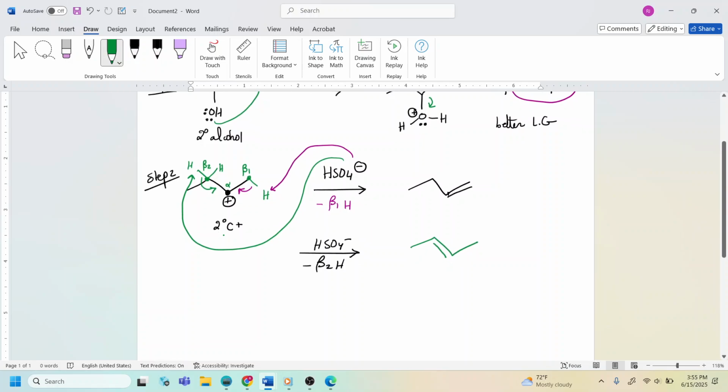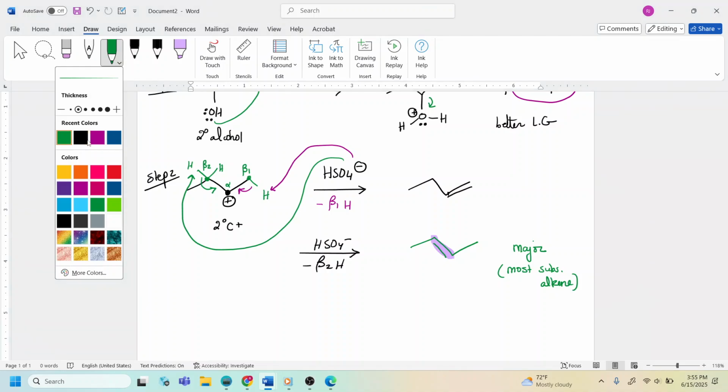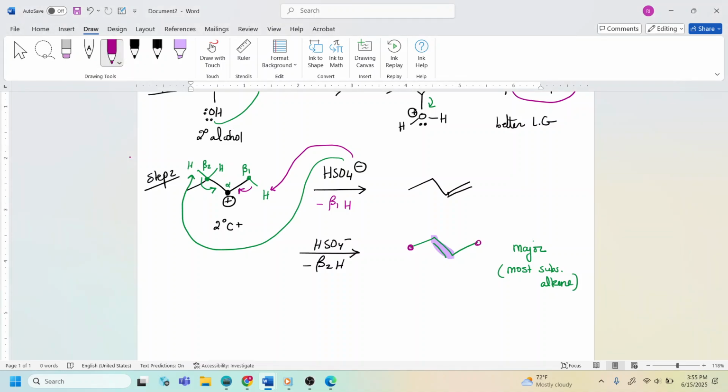Now, which one is the major product? The major product is this because it is the most substituted alkene. So this one is the Zaitsev product because it is the most substituted alkene. Why is it the most substituted alkene? Because if you look at this double bond carbon, it is connected to two carbons in there. So this type of alkene, we call it a disubstituted alkene, versus if you look at this double bond over here, it is connected only to one carbon. So this is going to be a mono-substituted alkene.